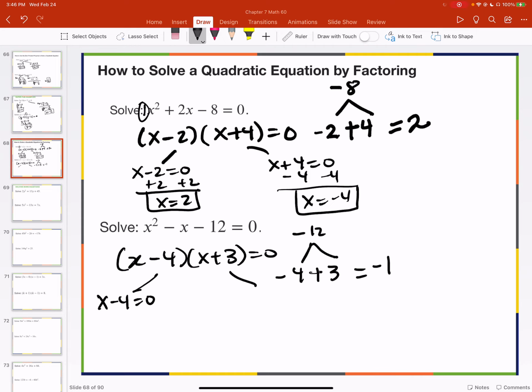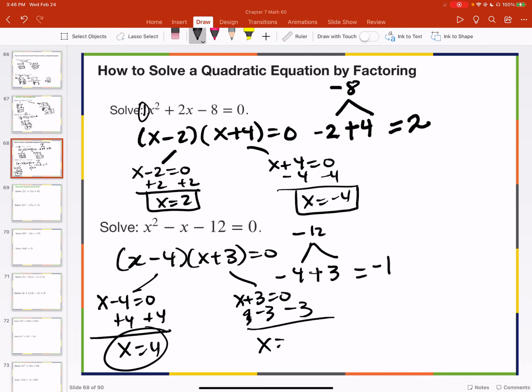x minus 4 is equal to 0, x plus 3 is equal to 0. So that means that x must be 4 or, actually, negative 3. So we have the two solutions. All right, let's do a few more.